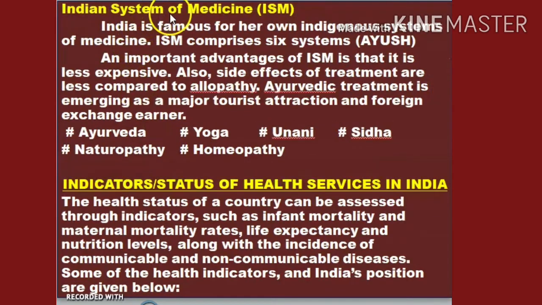Next is the Indian system of medicine, ISM. India is famous for her own indigenous systems of medicine. ISM comprises six systems, known as Ayush. An important advantage of ISM is that it is less expensive. Also, side effects of treatment are less compared to allopathy. Ayurvedic treatment is emerging as a major tourist attraction and a foreign exchange earner.